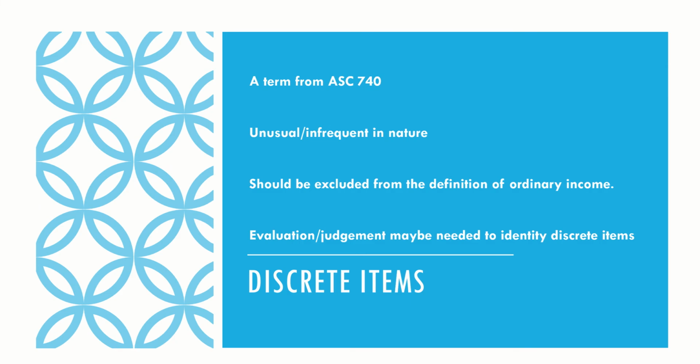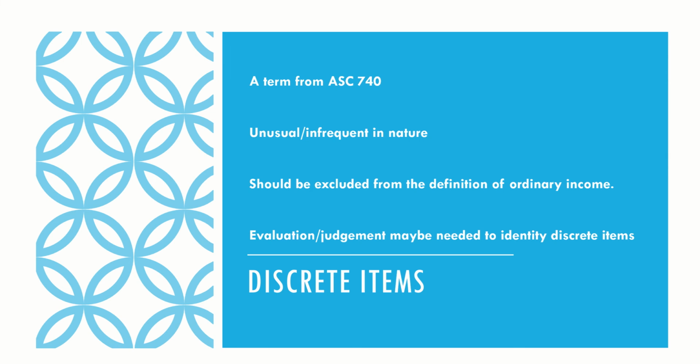Although most items fall within the definition of ordinary income, there are also items that should be excluded from the definition of ordinary income. We hear the term discrete item quite often. It's a term from ASC 740. It means the items that are not common and infrequent in nature and should be excluded from the estimated annual ETR calculation.